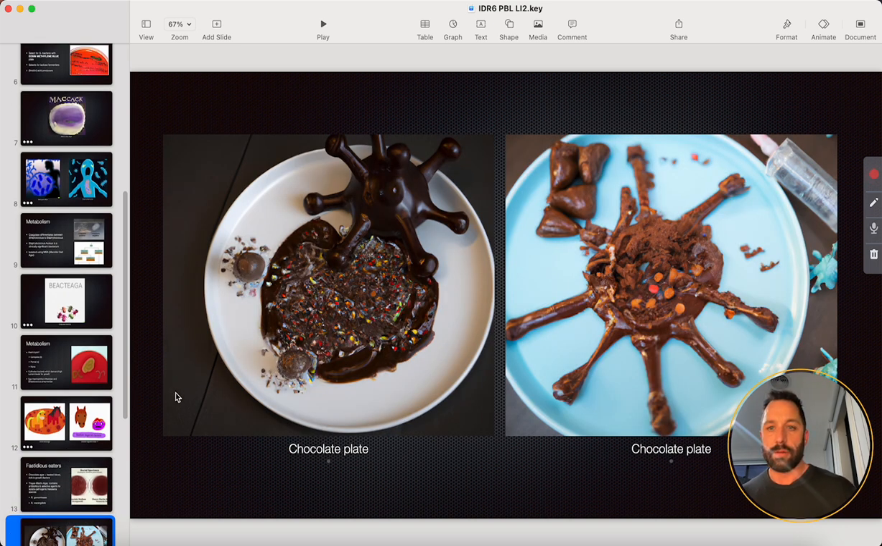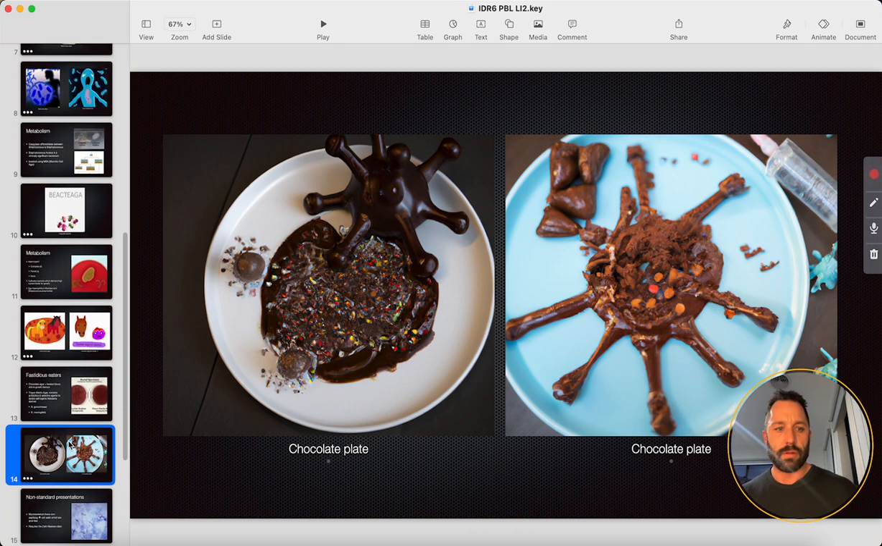Chocolate plate. That's cool. I would eat that. Incredible. Okay.